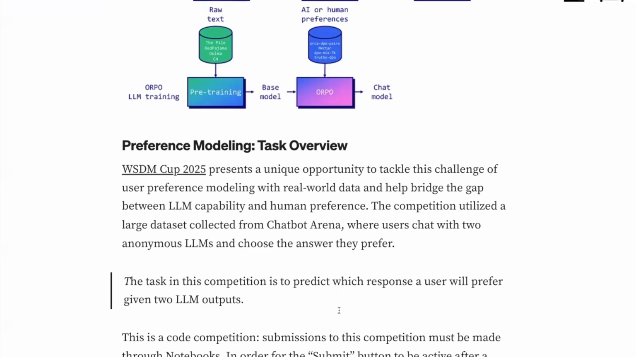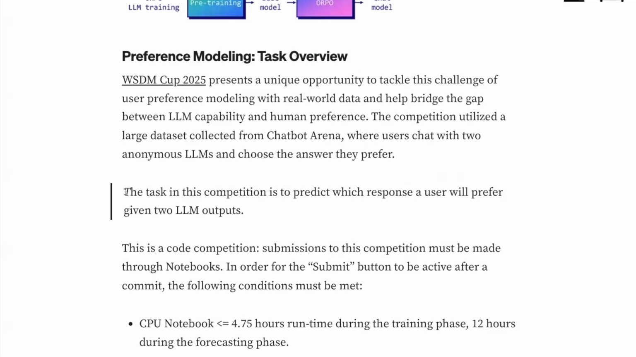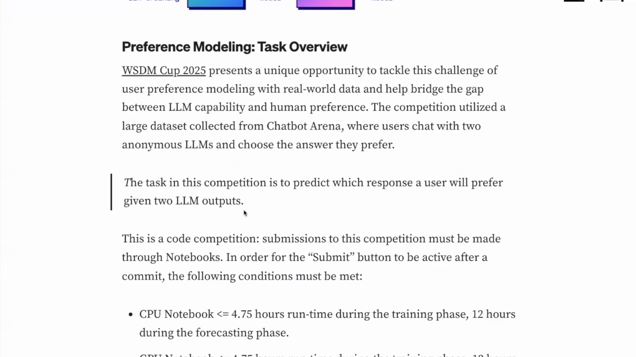Okay, then let's get back to the competition. This competition has a very simple objective. The task is to predict which response a user will prefer given two LLM outputs. So you provide the prompt to the LLM, it generates two outputs, and then the user decides which is the winning response and which should be rejected.